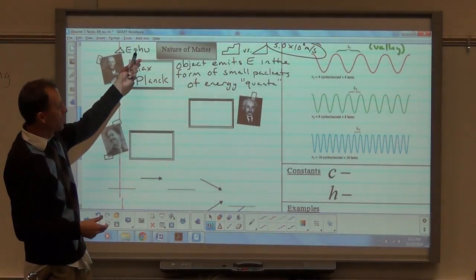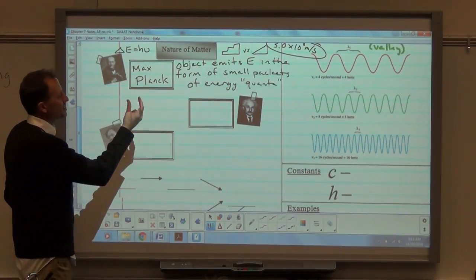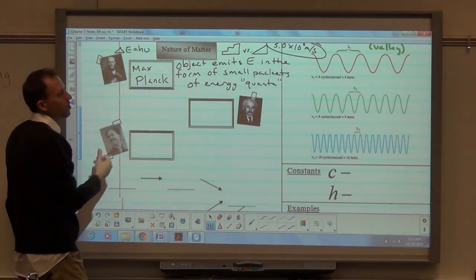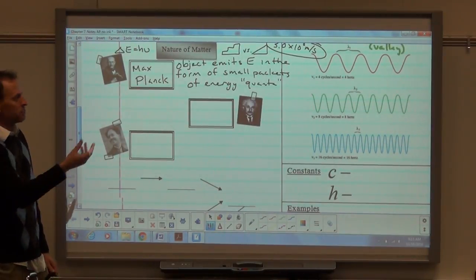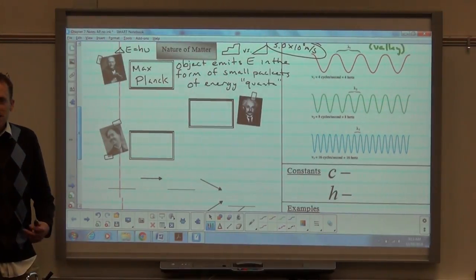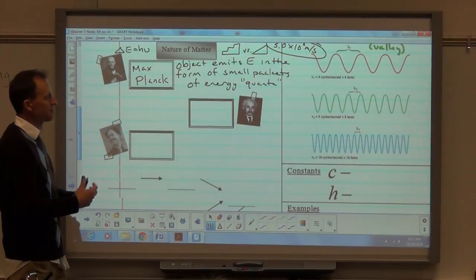So when you look at the equation, what it really is, it's the size of these packets times how often they occur, which is frequency. And by having that relationship, you have how much energy actually exists. So it's how often these packets of energy occur.